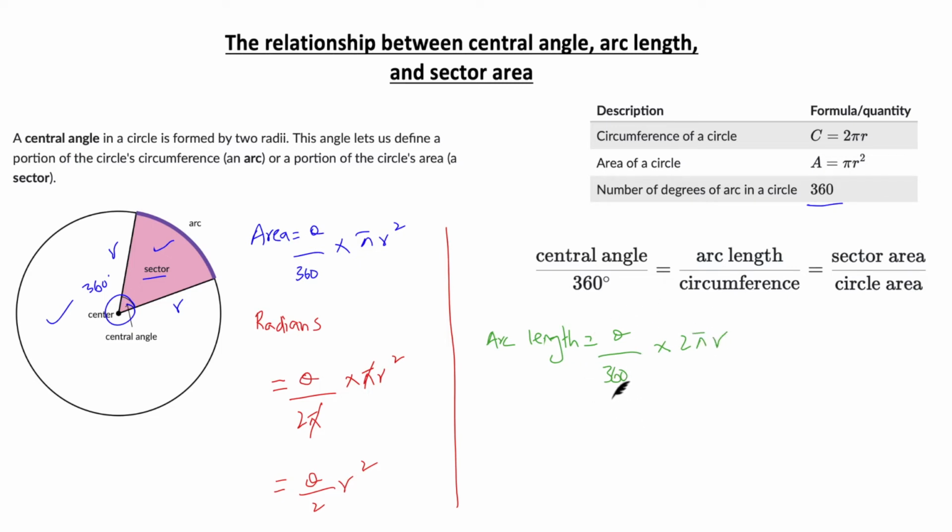And if you have the angle in radians, then it will look something like this. Theta over 360 is theta over 2 pi, into 2 pi r. This cancels out and we are left with r theta when the angle is in radians. So these are a couple of things that you should keep in mind.